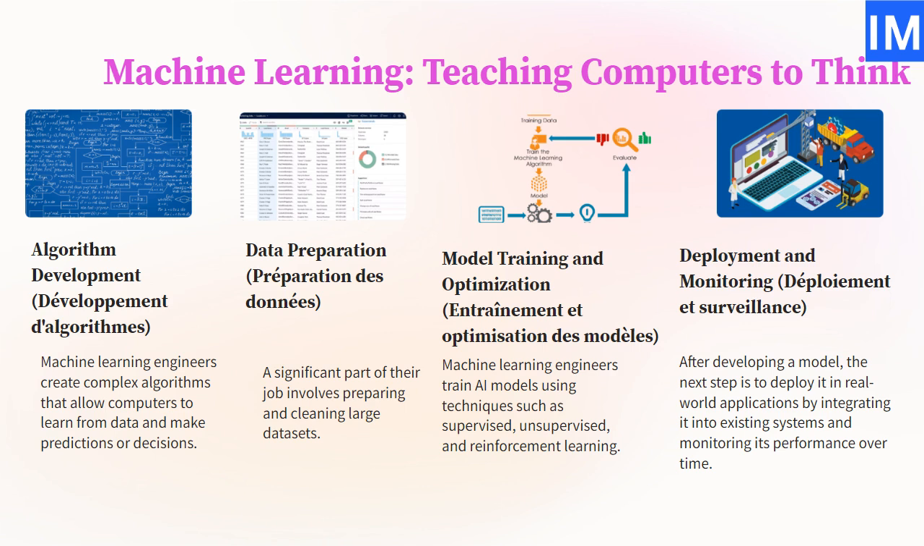And then we have data preparation. What is it? Data preparation is a significant part that involves preparing and cleaning large data sets to train the models. And then we have model training and optimization. In machine learning, engineers train AI models using techniques such as supervised and unsupervised learning to reinforce the learning of the model. And then when they do that, they need to deploy and monitor. After developing a model, the next step is to deploy it in the real world, in real applications, by integrating it into existing systems and monitoring its performance over time.